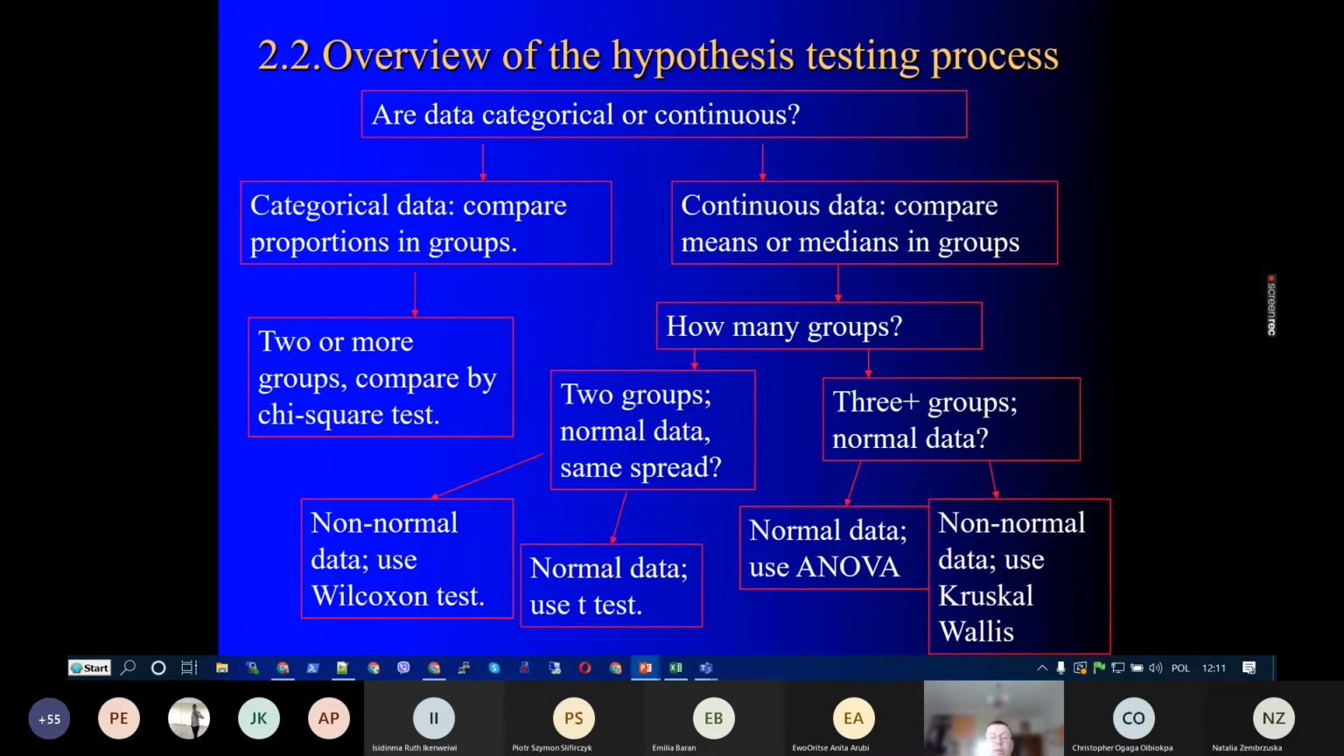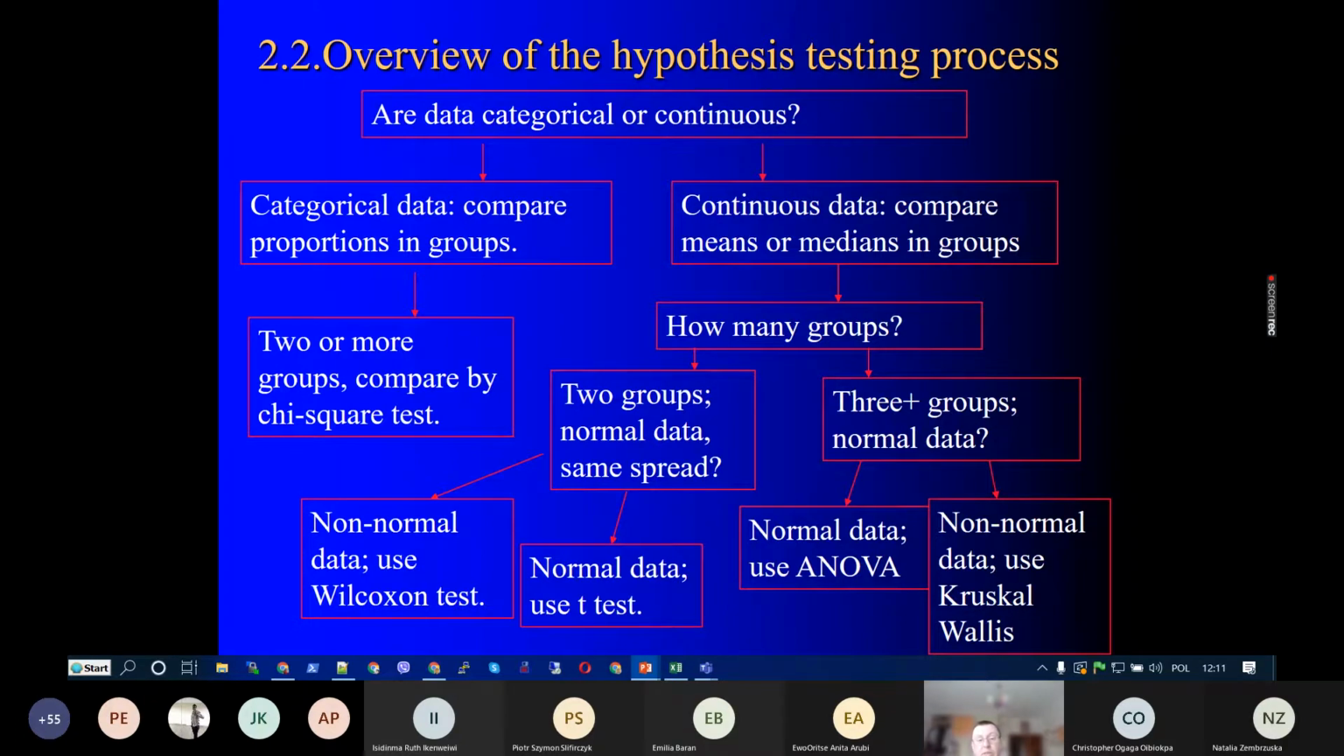Okay, question again, that third step of the previous algorithm. How do we decide on the exact statistical test? Again, it's only part of the algorithm because it does not cover all possible situations. But we still rely on what kind of data we have, categorical or continuous. For categorical, we have to compare proportions in groups. And in the case of two or more groups, we must use the chi-square test.